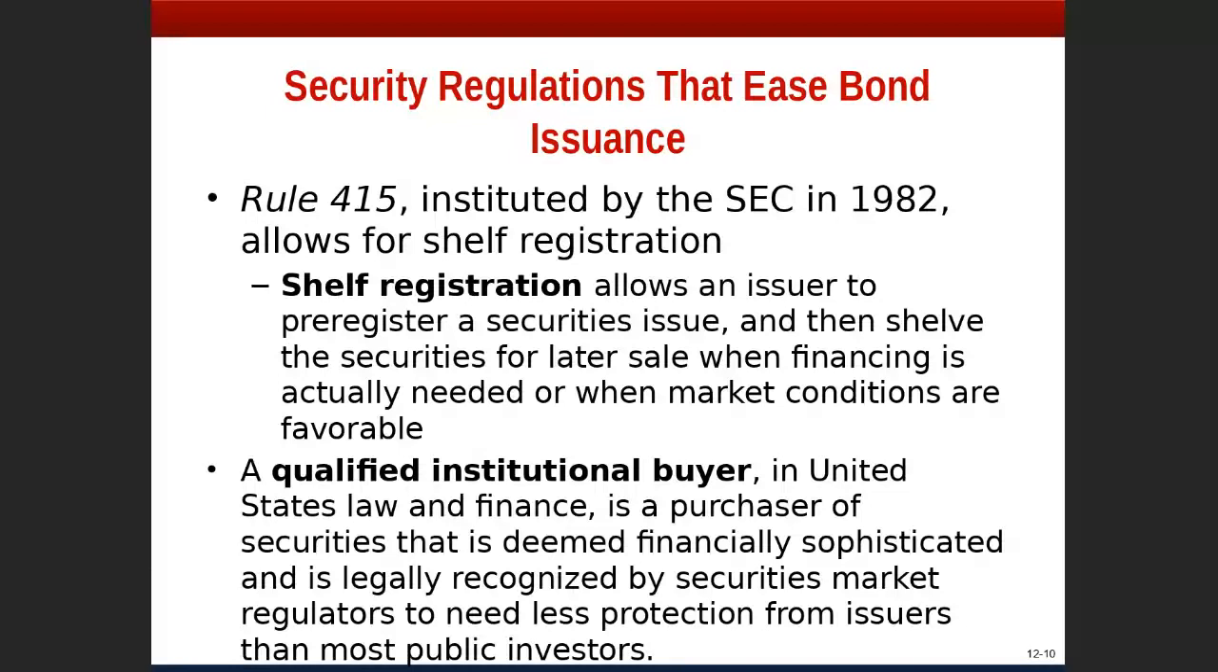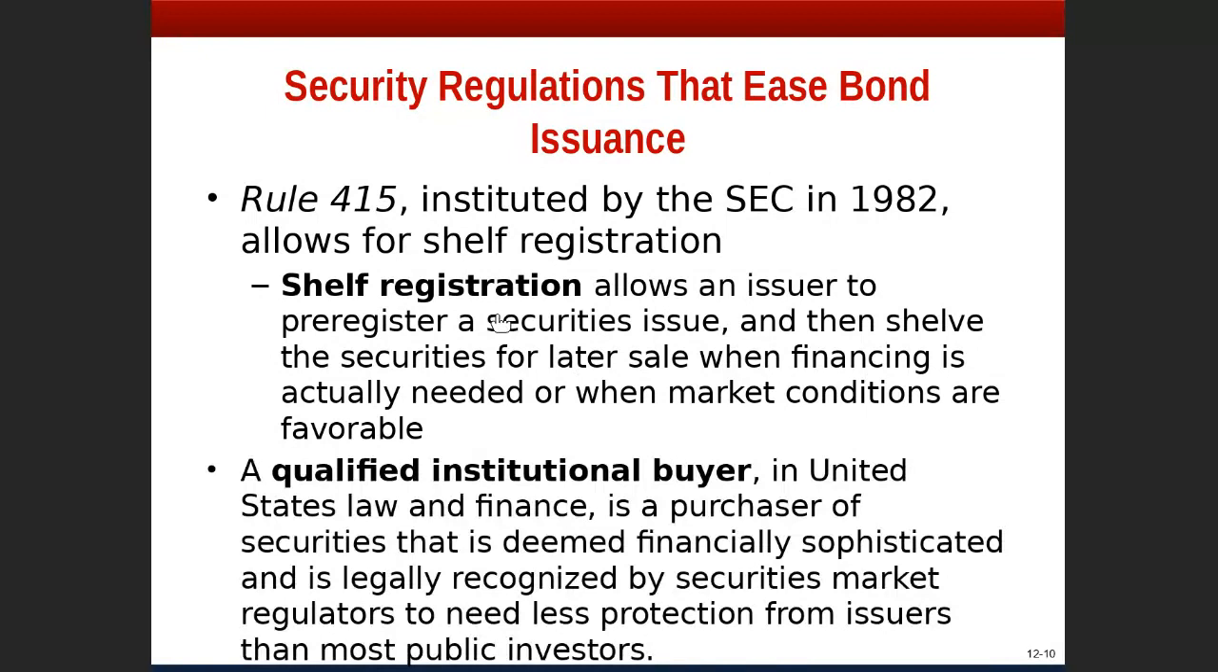Rule 415, instituted by the Securities and Exchange Commission in 1982, allows for something known as a shelf registration. Now, what is it exactly? What is a shelf registration? A shelf registration is a practice whereby an issuer can pre-register a security issue and then shelf the securities for later sale when financing is actually needed or when market conditions are more favorable.